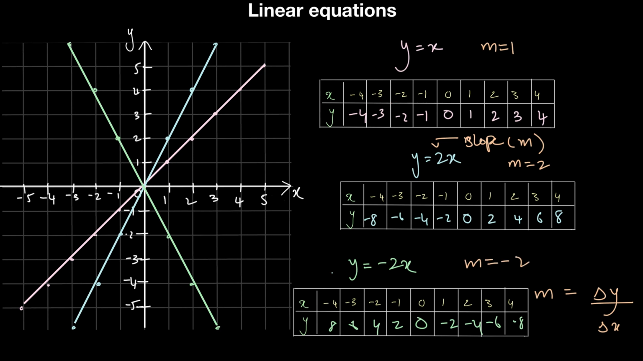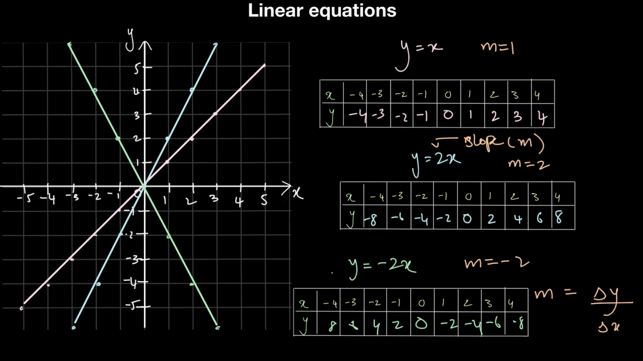So for the first two equations, as I move from left to right, as x increases, y also increases. So if I go from left to right, the graph moves upwards. Similarly, if I go from right to left, if x decreases, y also decreases. For a negative slope, if I go from left to right, as x increases, y is decreasing. And if I go from right to left, as x decreases, y is increasing.